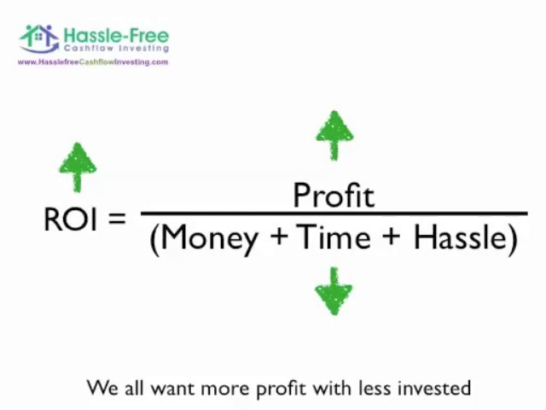So we all want more profit with less invested. In this particular formula, we can see that if we want the return on investment to go up, then the profit should go up, or the money, time, and hassle need to go down. That's one of the core keys of our brand, hassle-free cash flow investing: making the amount of time and hassle you put into your investments go down, which makes your profit go up. So assuming your profit stayed the same and the money, time, and hassle you put in were less, then your return on your money goes up, and that's really what we're trying to help our clients achieve.